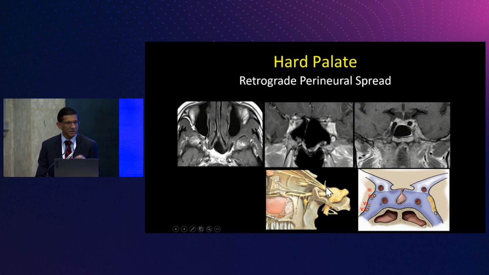So that's why these tumors can be really, really tricky. And if they continue to grow all the way back, they can actually extend, in this case, into Meckel's cave. So here's normal Meckel's cave on the right and normal Meckel's cave on the left.